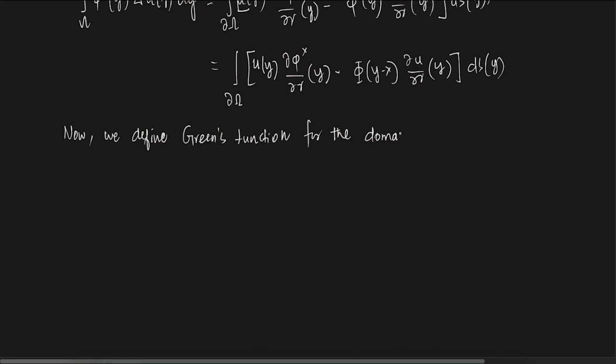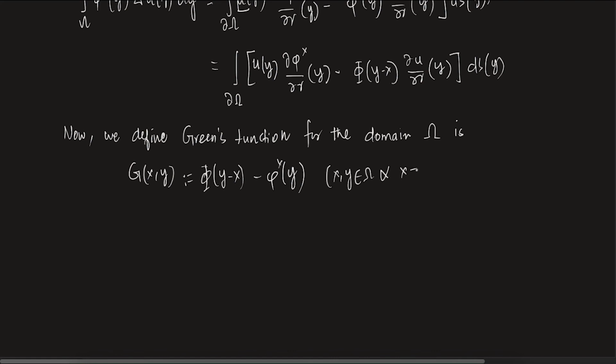Green's function is not for anything; it is only for the domain Omega. It is G(x,y). We always write Green's function as G(x,y). By definition, this equals the fundamental solution at y minus x, minus phi_x(y). Please remember, the fundamental solution is defined on the whole of R^n, and that is why I can just write it like this. Here x and y are in Omega, and x of course does not equal y, because otherwise this is not defined. So this is the Green's function.